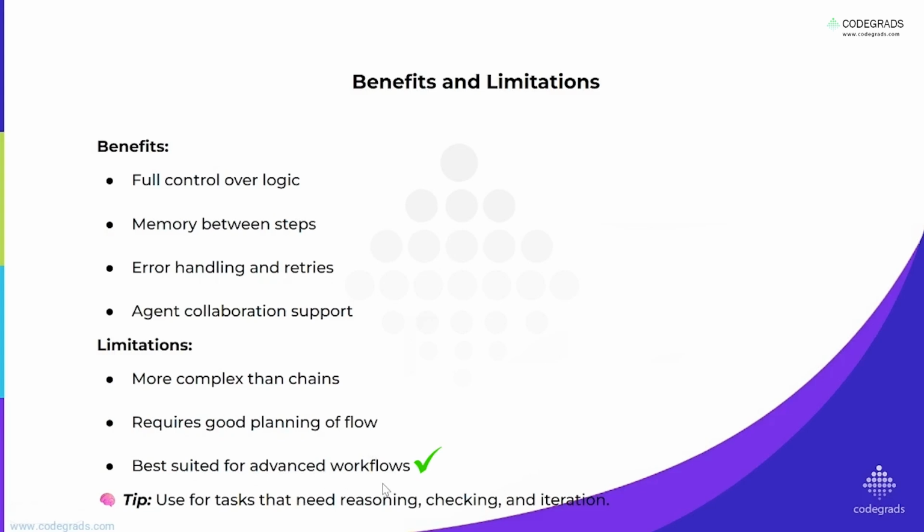Now it is best suited for advanced workflows, as in real-world applications complex tasks are involved and we cannot use simple chains, since much simpler tasks are not involved in real-world applications. The more we use LangGraph, the better we can handle complex decision making. When we have an advanced workflow, we'll use LangGraph, while for a simple task, we'll always prefer the LangChain chain. Now we have a tip: you can use it for tasks that need reasoning, checking, and iteration. These are the basic components used in advanced workflows. So for real-world applications, mainly we use LangGraph.